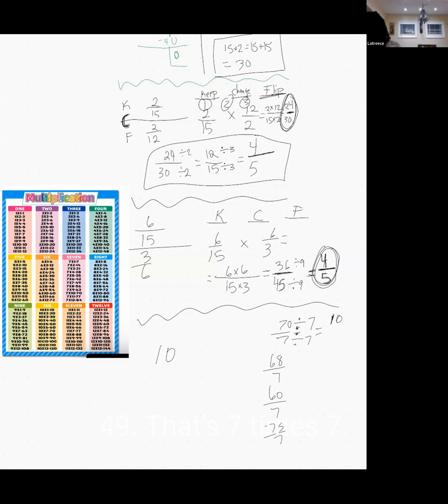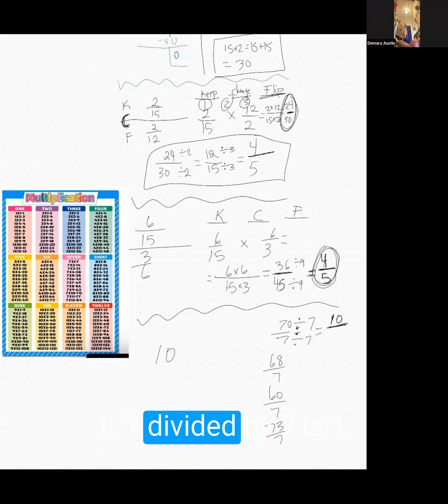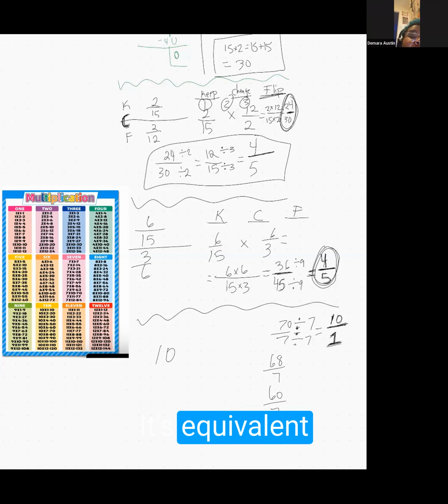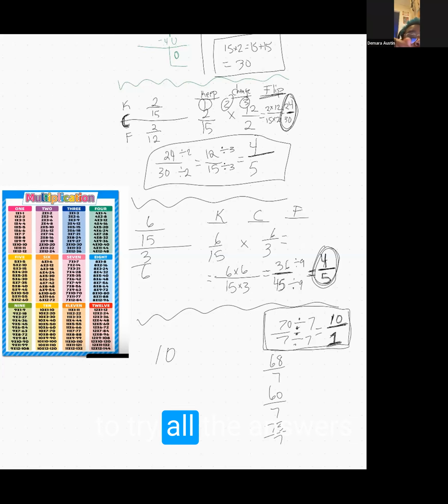What's 7 divided by 7? 49? That's 7 times 7. Go the other way. Divided by 7. 7 divided by 7 is 1. So 70 over 7 is equivalent to 10 over 1. We didn't even have to try all the answers because the first answer was the right one.